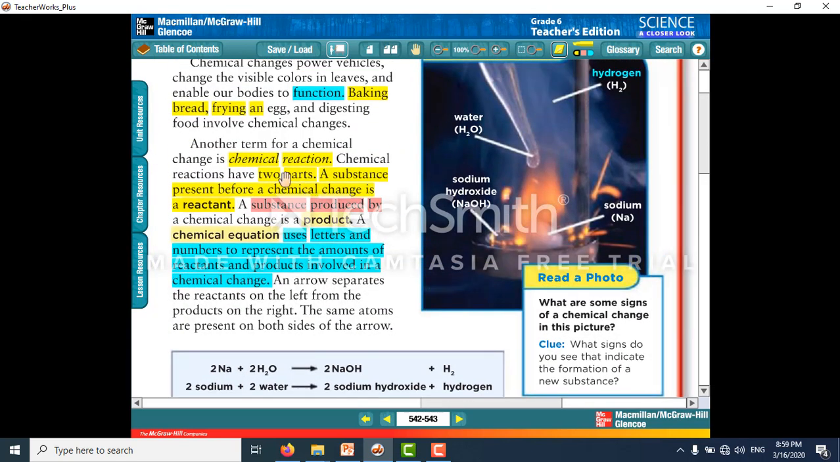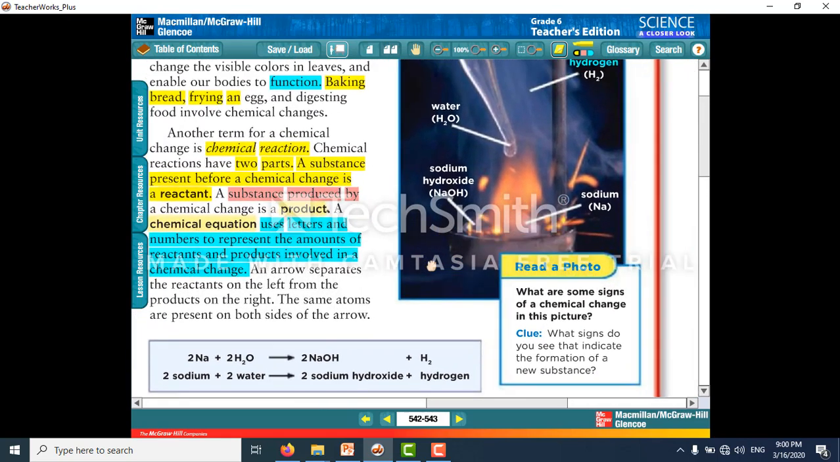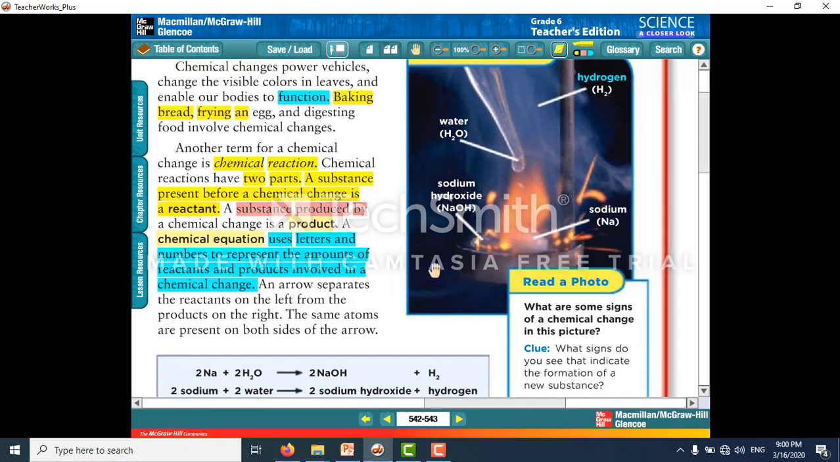Okay, so here a chemical reaction is made up of two parts. Number one, a substance present before a chemical change. This is called what? Reactant, like here sodium and water. When we put water on sodium, they are called reactants. Product, a substance produced by a chemical change, is called a product. Here our products are sodium hydroxide and hydrogen gas. We can represent this chemical reaction by using a chemical equation.